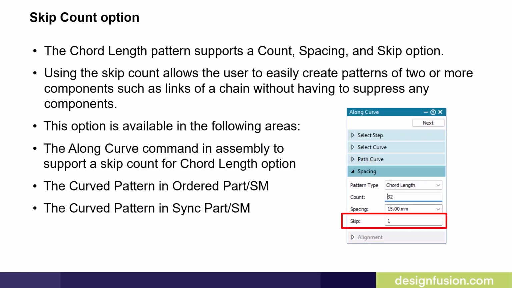The chord length pattern supports a count, spacing, and skip option. The count value is the total number of occurrences that will be placed for the selected curve length, including the parent. The spacing value is specified as the chord length between 2 points. The skip value only applies to patterns where the chord length pattern type is specified. The skip count option is used when more than one parent is to be patterned. This allows multiple patterns in sequence along the curve chord.